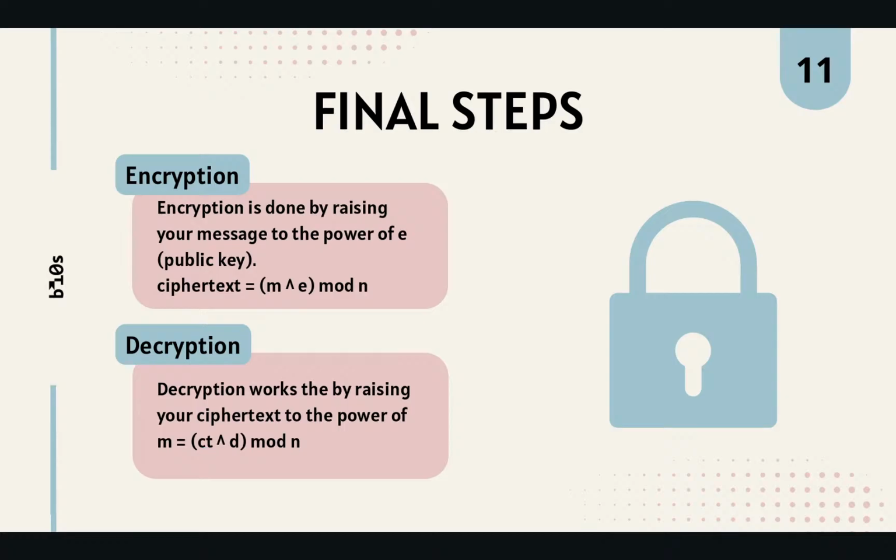And decryption is simple enough. We just exponentiate CT with d. So CT raised to d mod n would give you back the value of m. All right. So that is the process of encryption and decryption. Encryption is m raised to e mod n, where m is your message, e is the exponent, and n is the modulus. Decryption is just ciphertext raised to d mod n. That would give you back the message m.